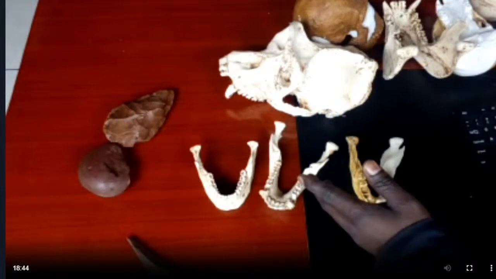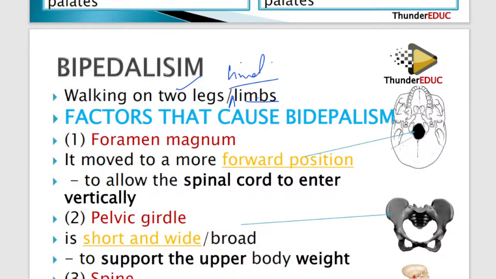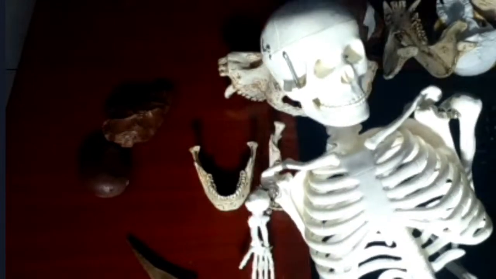Yes, let me show you here by my skeleton. Hope you will see it clearly. Here is the skeleton. Bring it. I gave you an example of... yes, here is the skeleton.